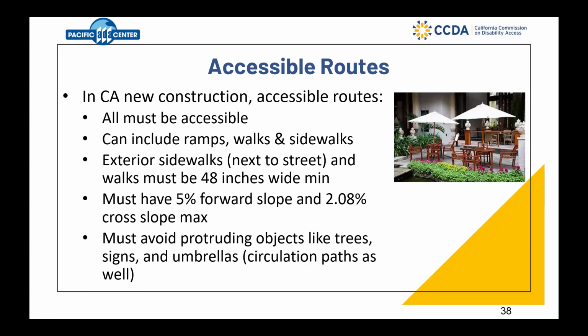So accessible routes all must be accessible in California from your site arrival points to your accessible entrances. And accessible routes can include ramps, walks, and sidewalks. So exterior sidewalks, and that would be the walk that is next to the street. Any kind of sidewalk that's next to the street has to be 48 inches wide minimum. And the best practice is to make all walks and sidewalks at least 48 inches wide.